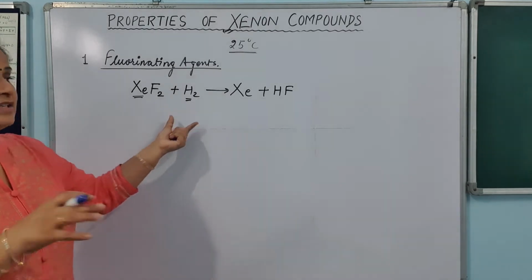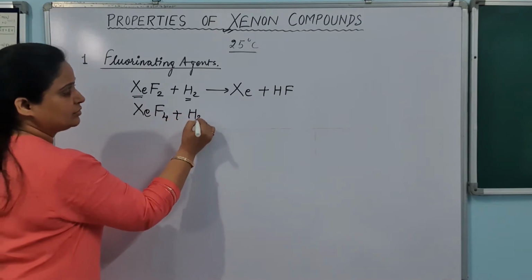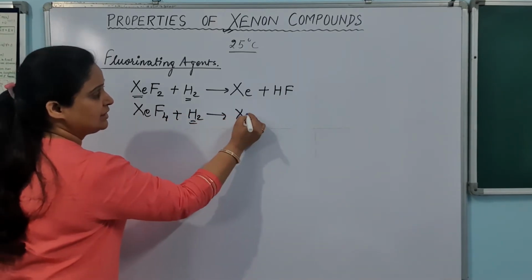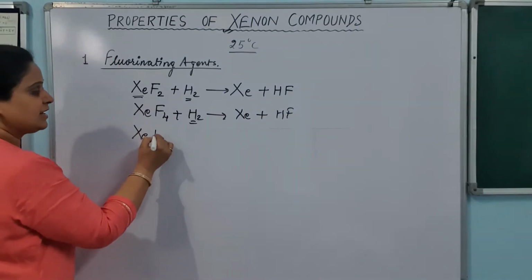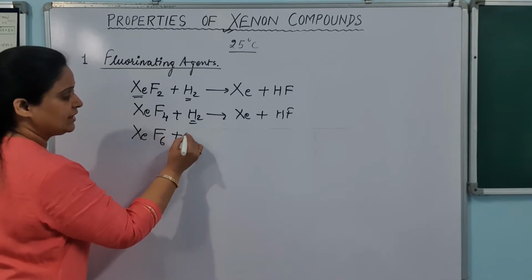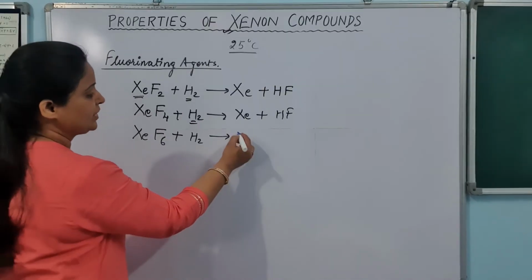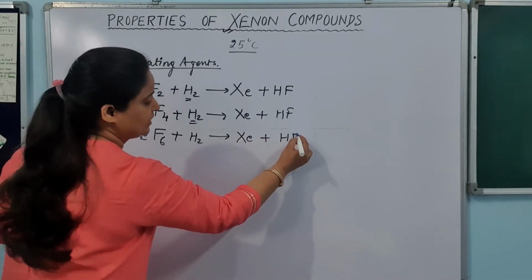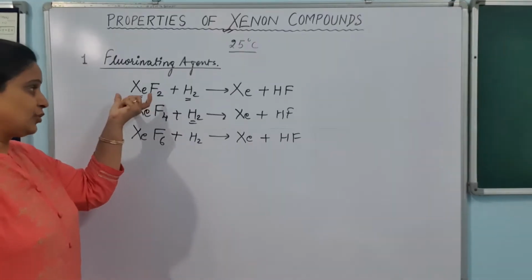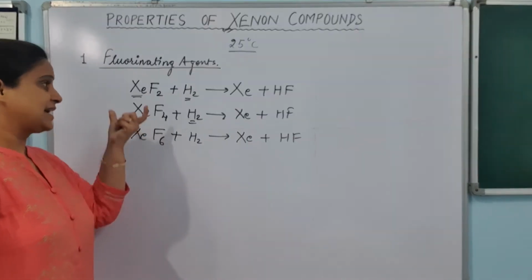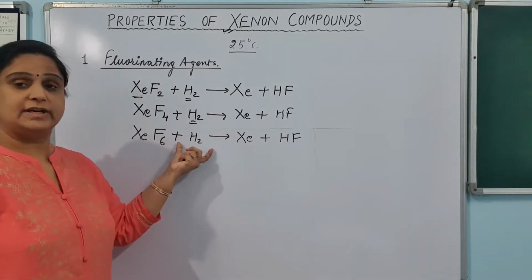Okay. Same way, XeF4 can also fluorinate hydrogen to give Xe plus HF. The reaction you will be balancing. Next, in the same way, if I am using XeF6 and I react it with hydrogen, this can work as a fluorinating agent also. So Xe plus HF. You have to just balance the reaction, otherwise the reaction is of the same kind. All the fluorides of xenon, F2, F4, F6, di, tetra or hexa, are going to fluorinate hydrogen.